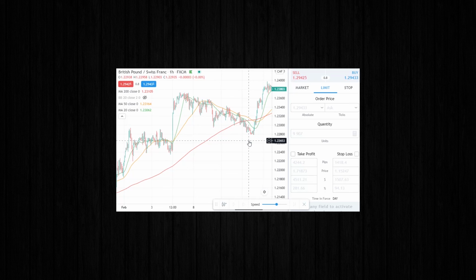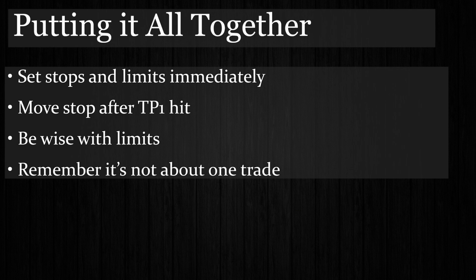But that's it. That's how I set my stops and limits when I enter a trade, regardless of the setup or the entry that I'm taking. So just to touch on everything one last time before this video is over, set your stops and limits immediately. I showed you how I do it. You can do it however you want. There are pip calculators out there for free. You can just do the math in your head, look at the pips. I have a calculator on my desk at all times, an old school calculator. But set those stops and limits immediately upon entering.